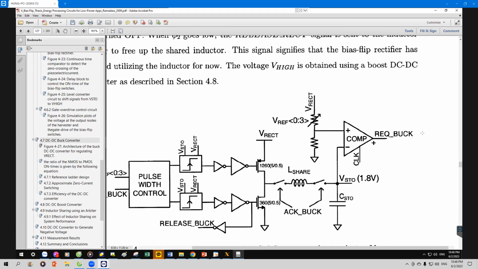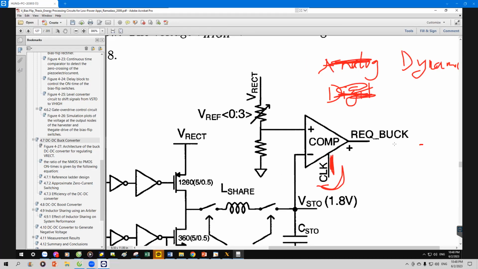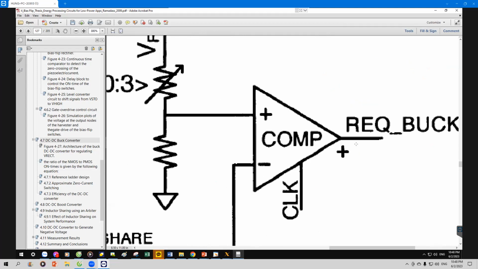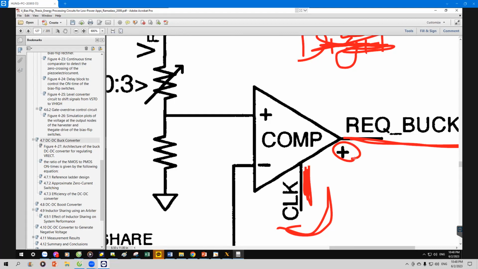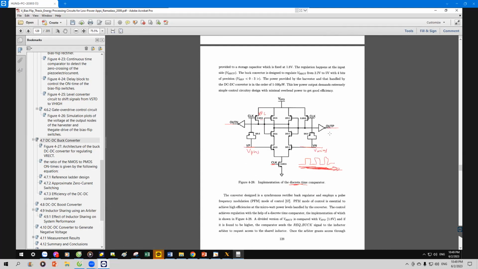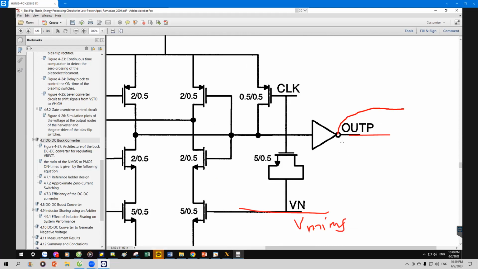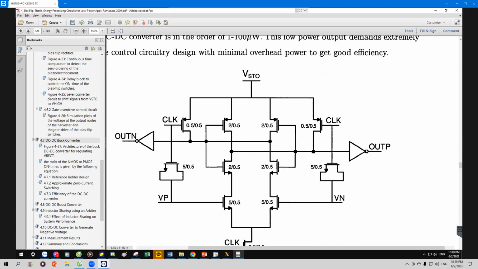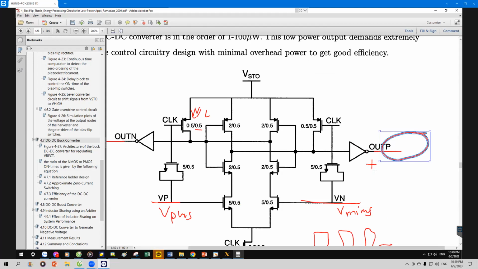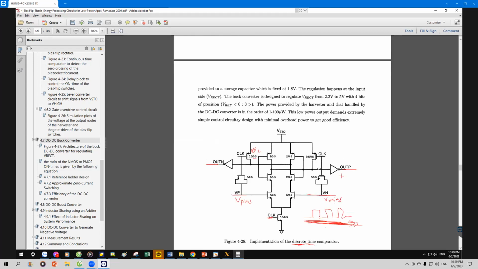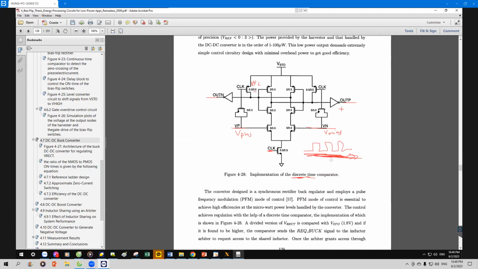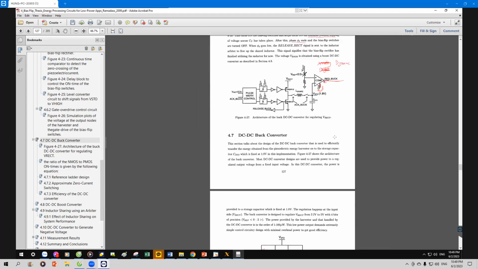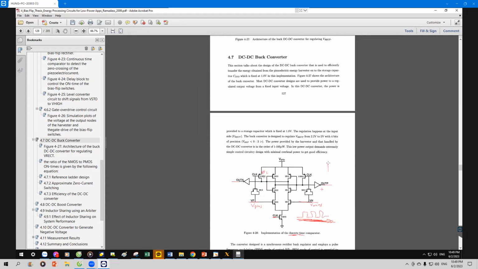Actually, in here you only see one output. So they are putting plus here. So I think the output they use is here. Output plus, right? So your output should be here. Plus. Okay, you got it? Yes. This comparator will be like this. Plus, minus.